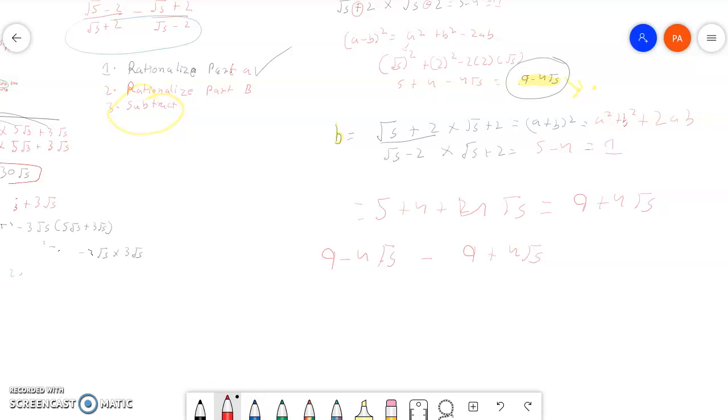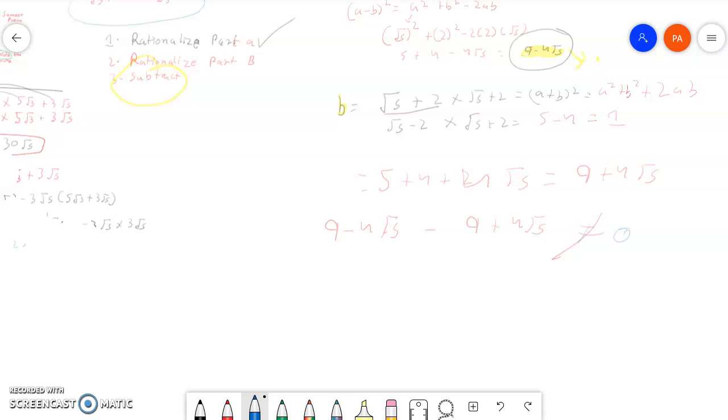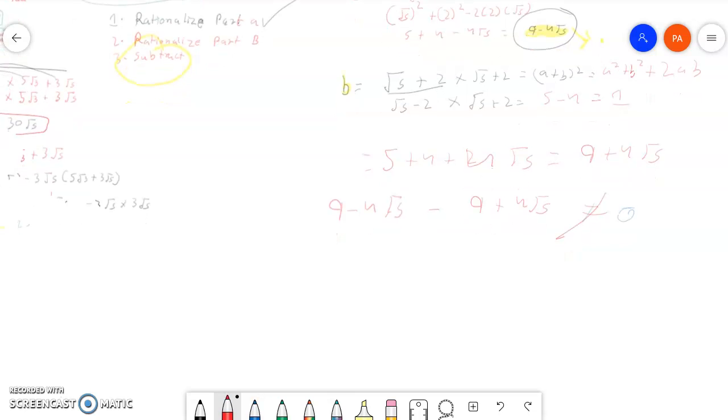Now most probably I know what you thought. Your answer will be 9 minus 9 and minus 4 root 5 plus 4 root 5, which will be 0. But that's not the case. Remember, this is one blunder any student can commit, and it's a very silly mistake. Okay, so now the trick here is that we have to put a bracket here. That will give us 9 minus 4 root 5 minus, bracket, 9 plus 4 root 5. So 9 minus 9 is 0, and our final answer is minus 8 root 5.